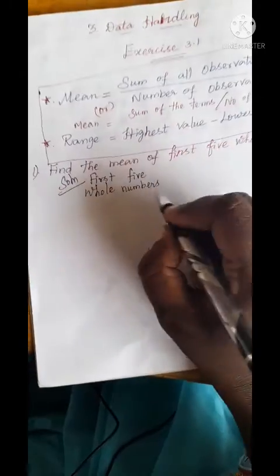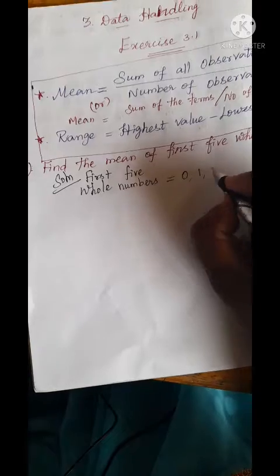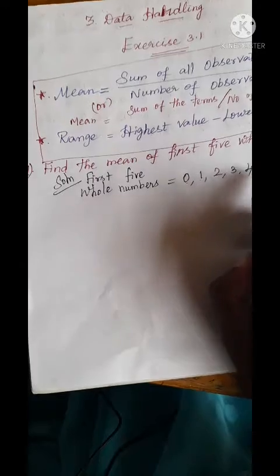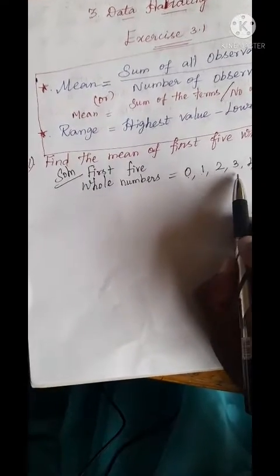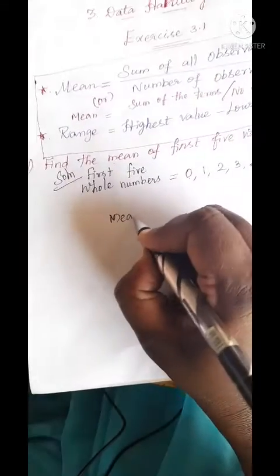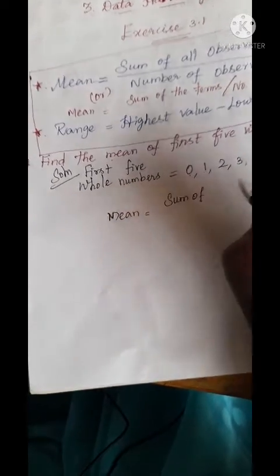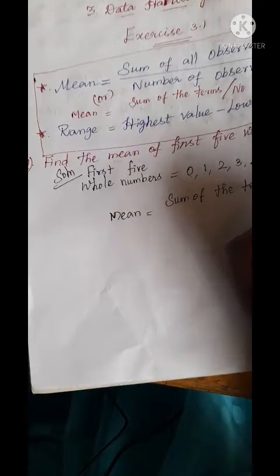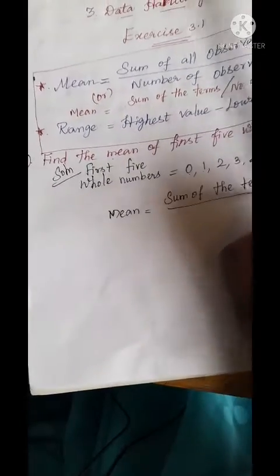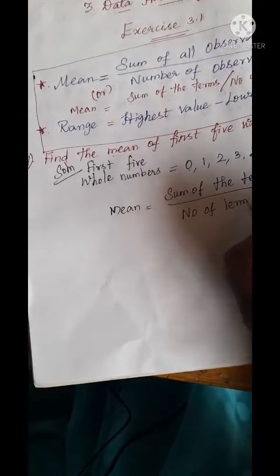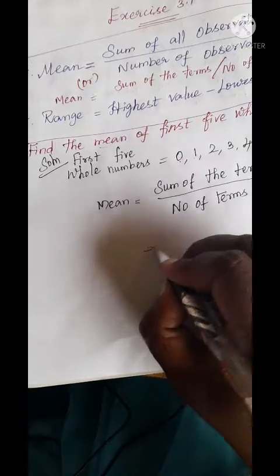Solution: first 5 whole numbers equal to, whole numbers start from 0, 1, 2, 3, 4. Count: 1, 2, 3, 4, 5. There are 5 whole numbers. Now you need to find the mean. So mean equals sum of the terms divided by number of terms.